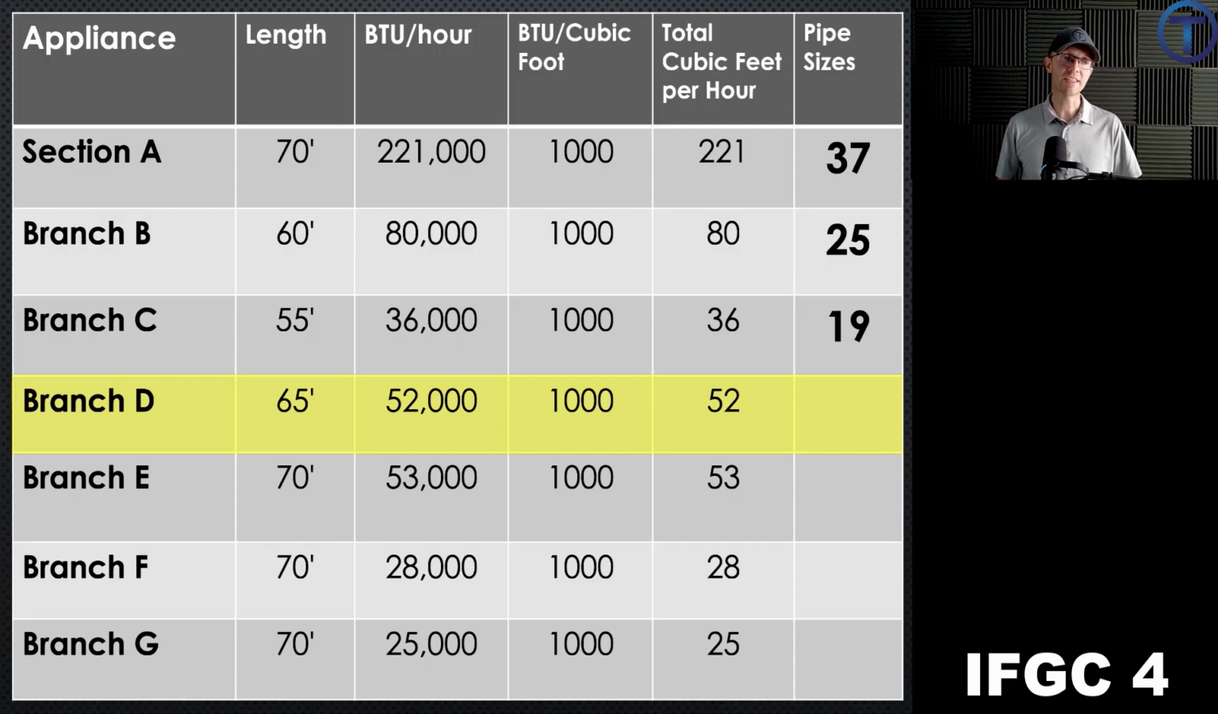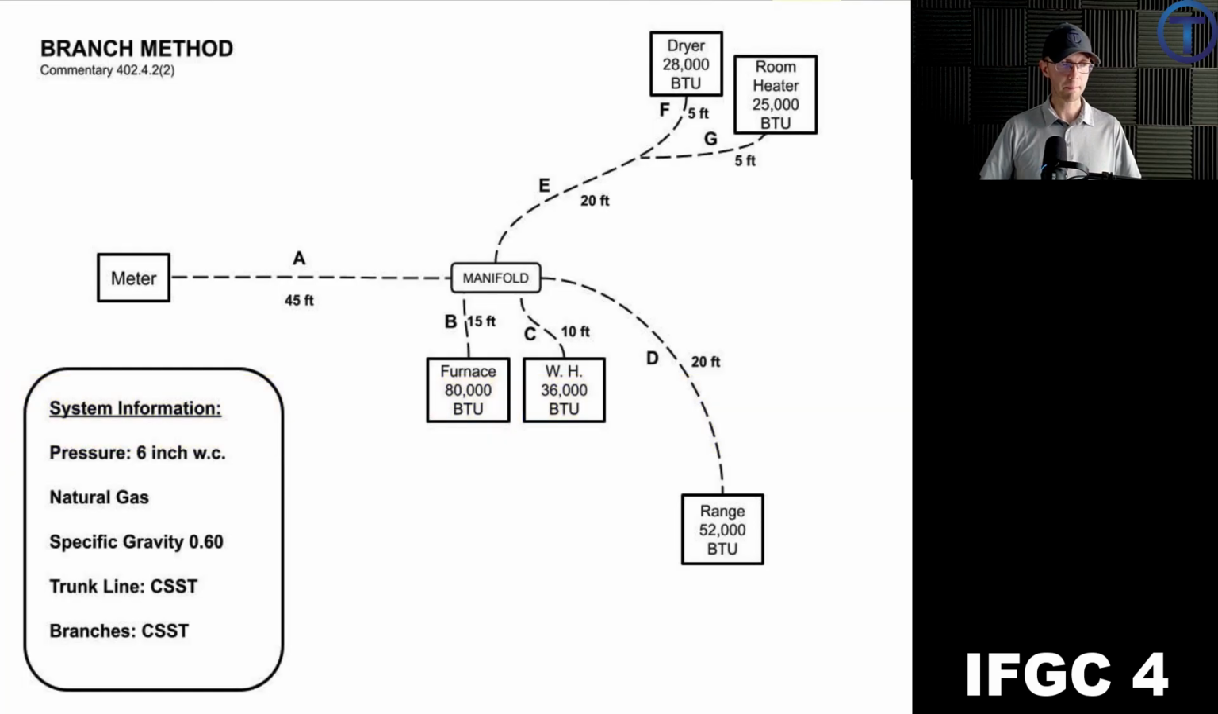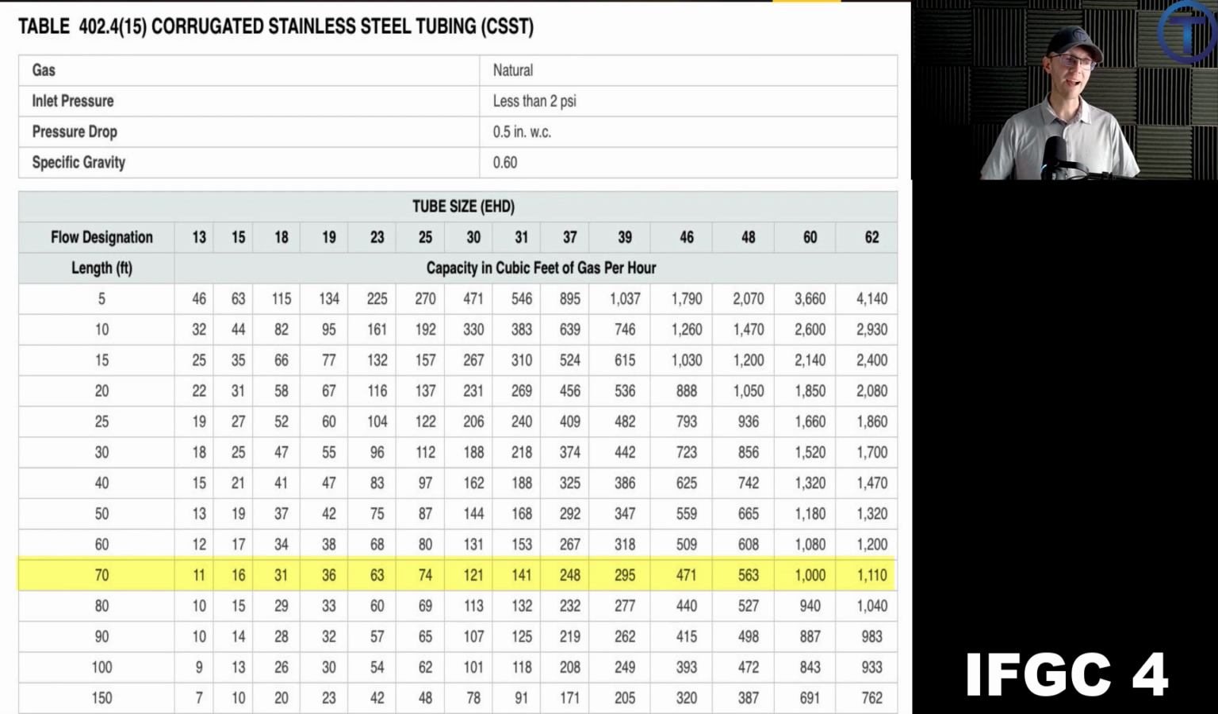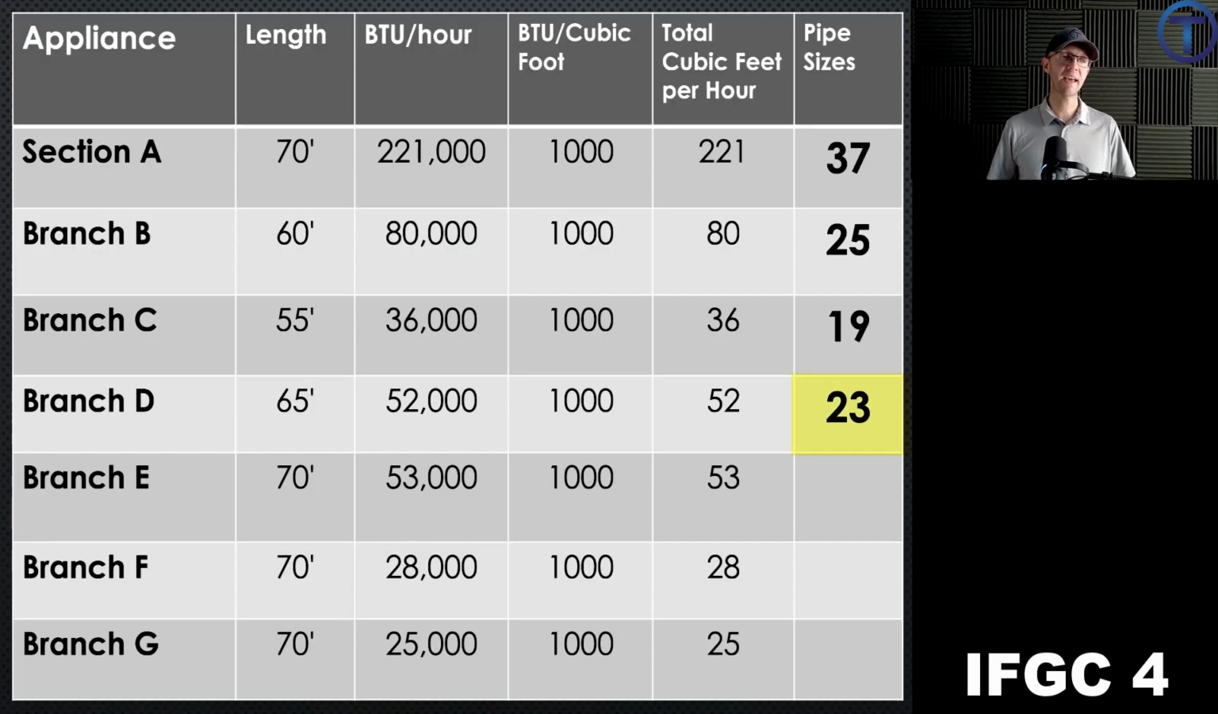Let's go to branch D. We have a length of 65 feet and 52 cubic feet per hour. Branch D is going from the meter all the way out to the range. There's not a line for 65, so we'll go down to line 70. We're coming across with 52 cubic feet per hour. That's more than 36, but that's less than 63, so we can stay in this column, go to the top, and we have a tubing size of 23. We'll put that on our table.